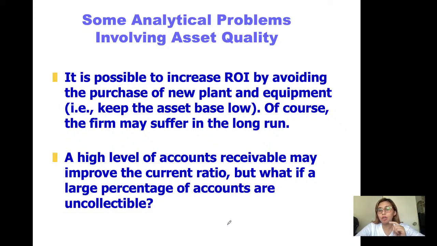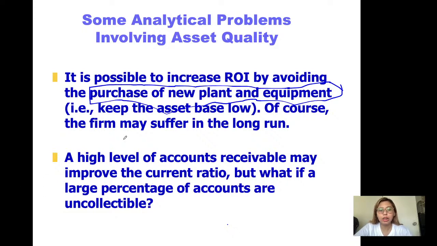So, there is a relationship between the purchase of new plant and equipment and income. Of course, it's an expense, right? Earlier we saw that purchasing new plant and equipment is a type of expense. Keep the asset base low. Here, it's not a good solution to increase the ROI, because the purchase of new plant and equipment is the one that will generate the ROI. So if you avoid it, it won't help the production of our company. Sorry for the noise.